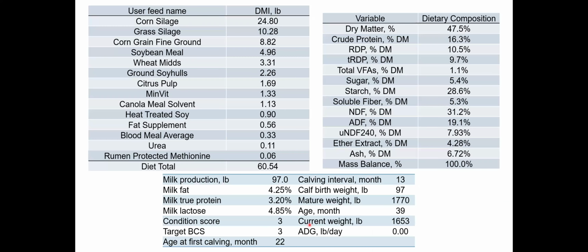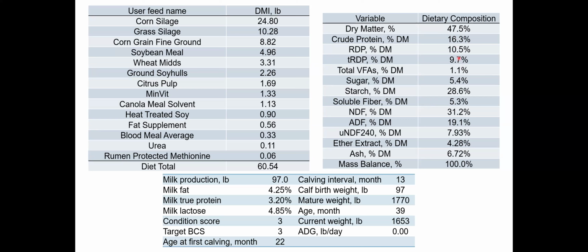Well, here's a diet. Again, we don't need to spend time on this, but this is similar to many diets that we'd see: heavy corn silage, grass silage, some corn grain, soybean meal, soy hulls, some citrus pulp, a little canola, some heat treated soy, a little fat, maybe a touch of blood, some urea, right? And then some protected methionine. And if you look at the dietary composition, it's about 16% crude protein, RDP at about 10.5, true RDP.